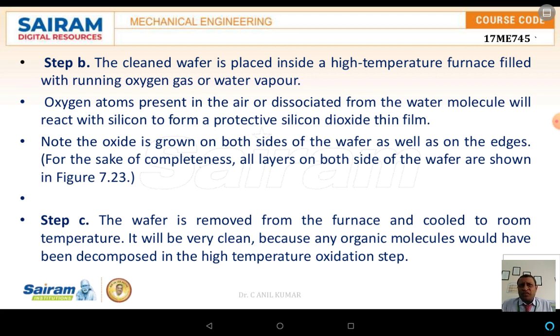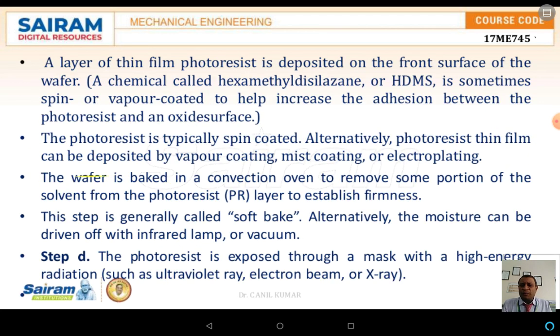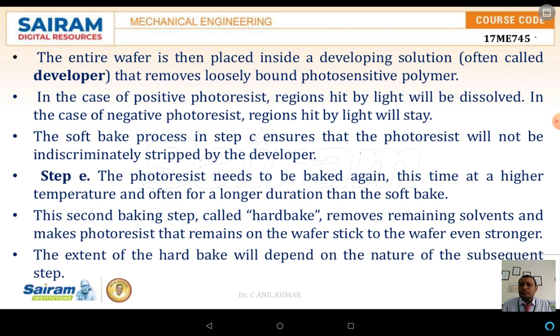Because the organic molecules would have been decomposed at high temperature in the oxidization step, a layer of thin film photoresist is deposited on the front surface of the wafer. In step D, the photoresist is exposed through the mask to high energy radiation. Here the photoresist material is subjected to either ultraviolet rays, electron beams, or X-ray beams, depending upon the type of application.